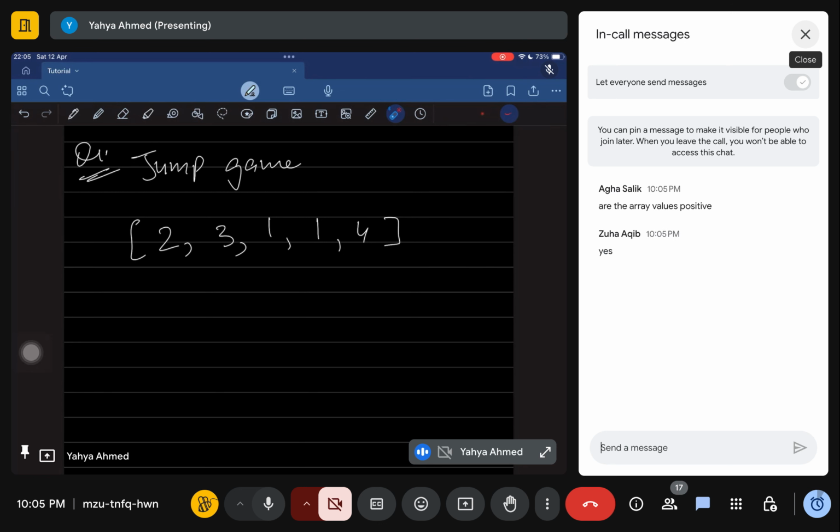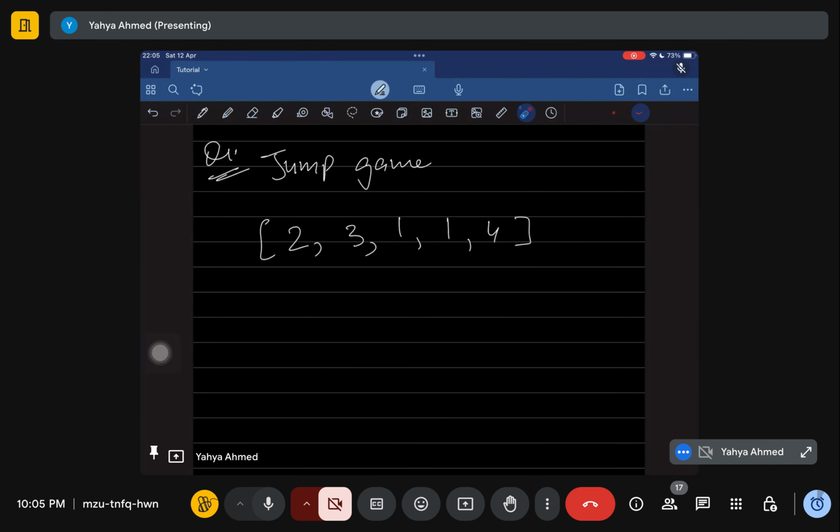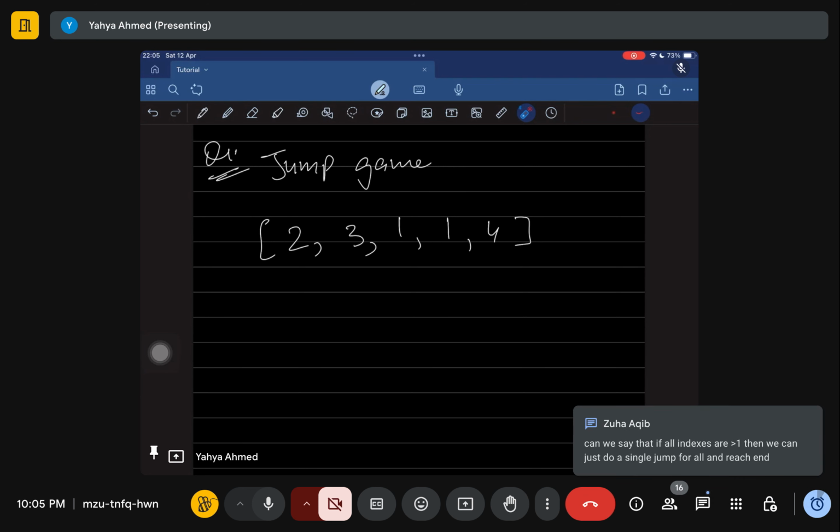Are the array values positive? Aga, yes, they are all positive. And yeah, Aga, you can only move in the right direction. They're all positive. ठीक है. Does anyone want to make any guesses as to how you'd go about this question? There's no wrong answers. I just want to see how you guys approach these questions. As you know, this is a DP question, so if you work along DP, that would be better. And you can suggest any non-DP algorithm that comes to mind for this as well.